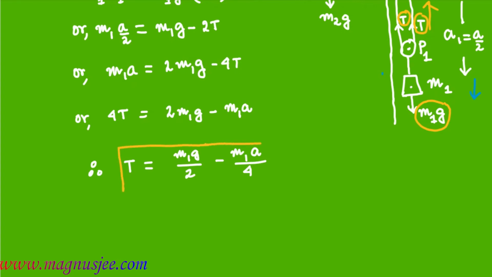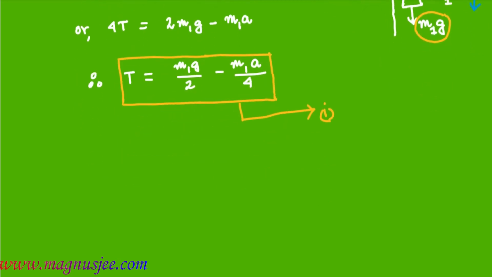This is the expression of tension acting in the string. T equal m1g by 2 minus m1a by 4. This is equation 1, the tension acting in the string.